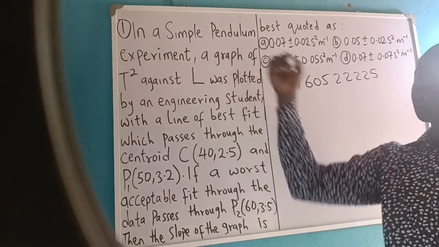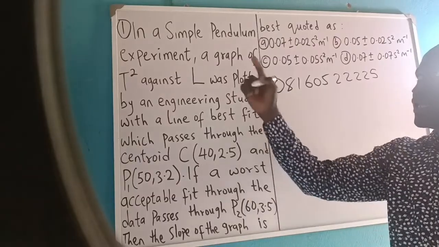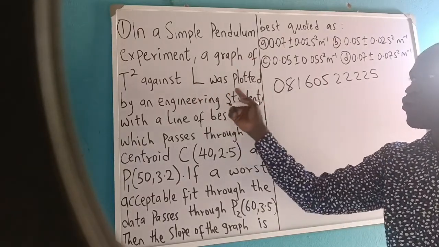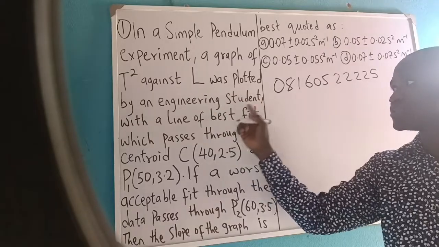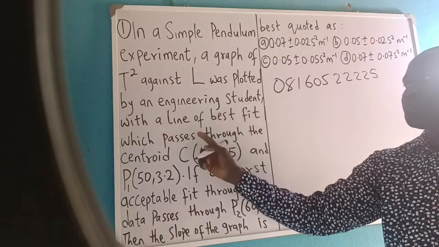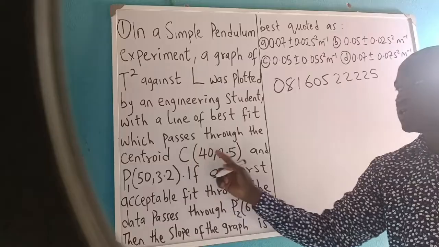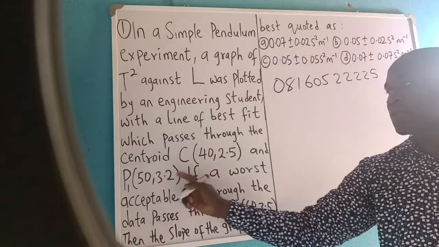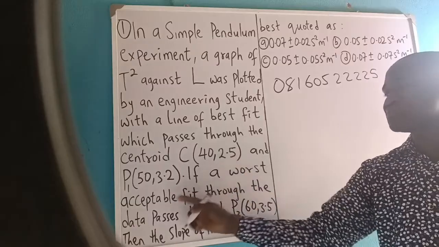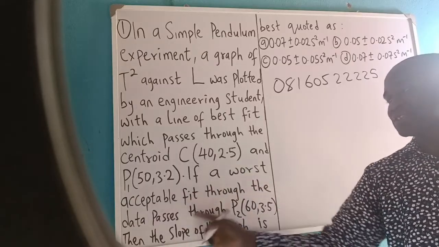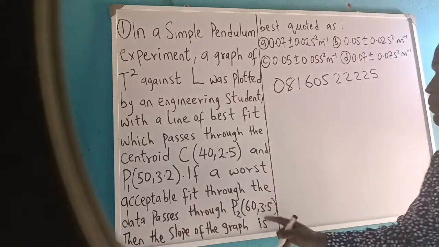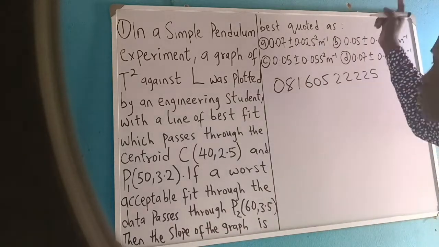To solve this question number 1, in a simple pendulum experiment, a graph of T squared against L was plotted by an engineering student with a line of best fit which passes through the centroid C (40, 2.5) and P1 (50, 3.2). If a line of acceptable fit through the data passes through P2 (60, 3.5), then the slope of the graph is best quoted as what?